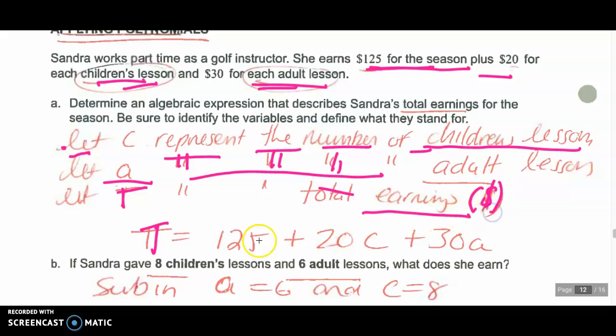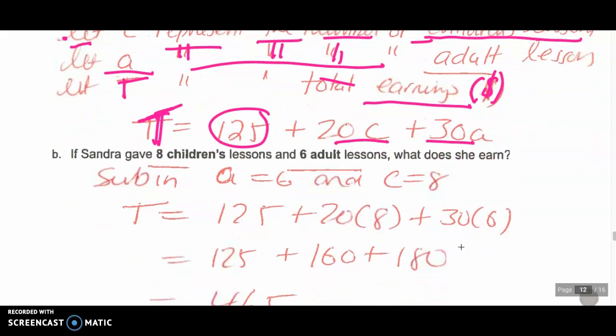So that's in dollars. If she was working, she would make a total amount of $125, because we said she makes 125, and then 20 times the children's lessons and 30 times the adult lessons. We'll spend more time with this later. But if she had 8 lessons for children and 6 lessons for adults, what did she earn? Well, 125 plus 20 times 8 plus 30 times 6. You're going to sub those in.